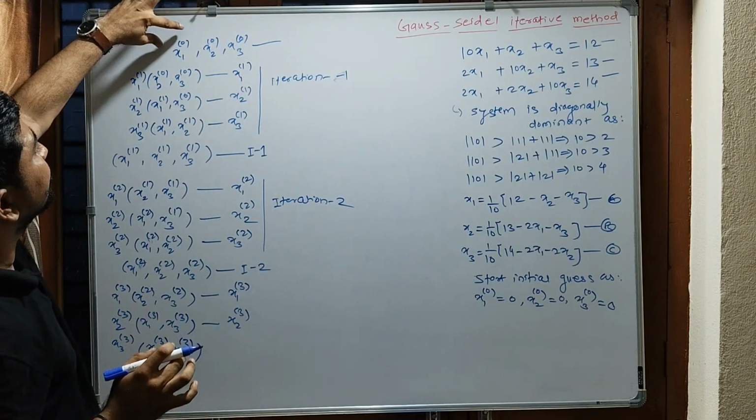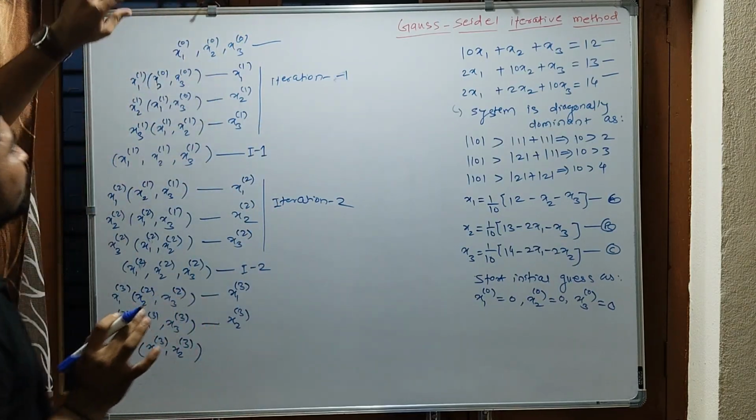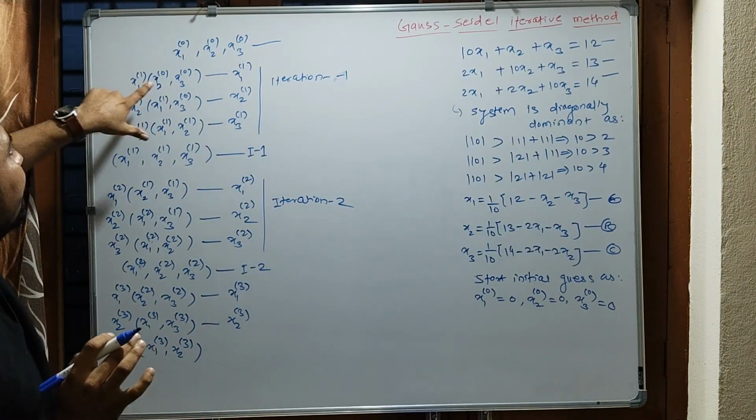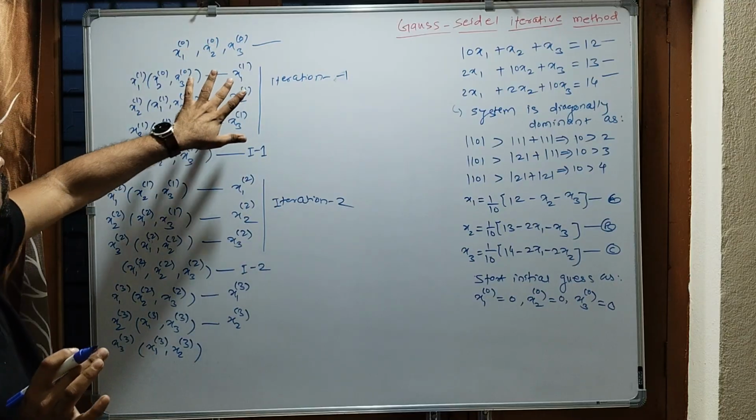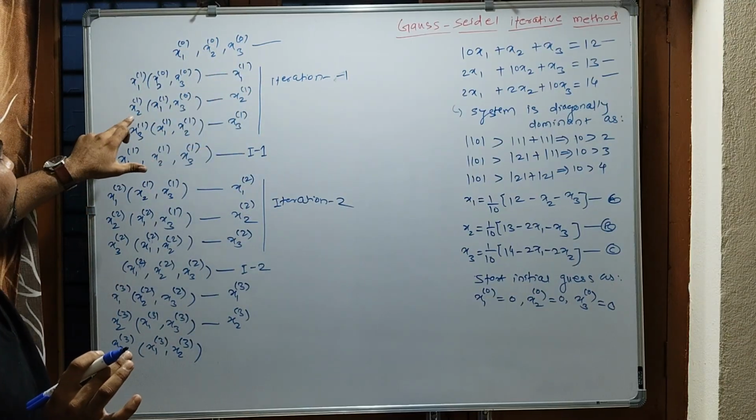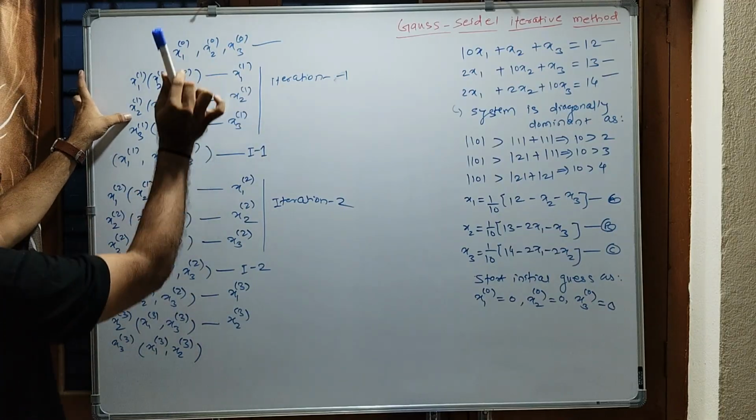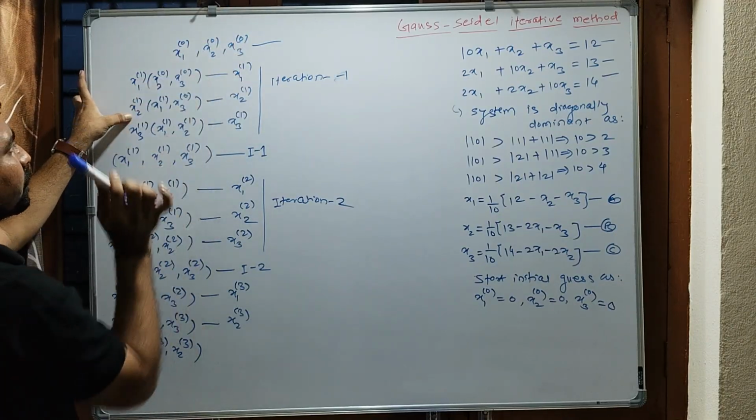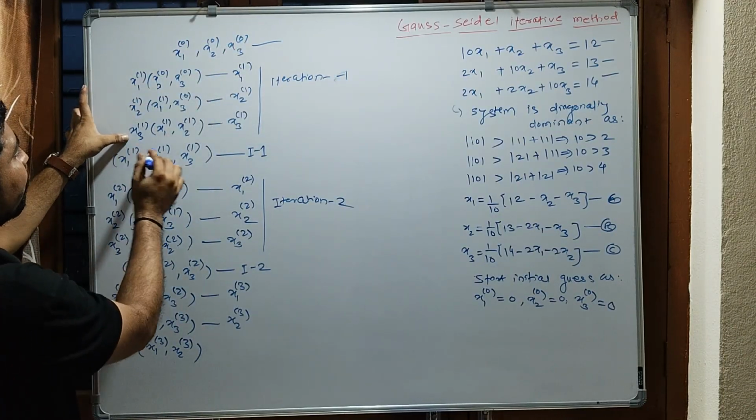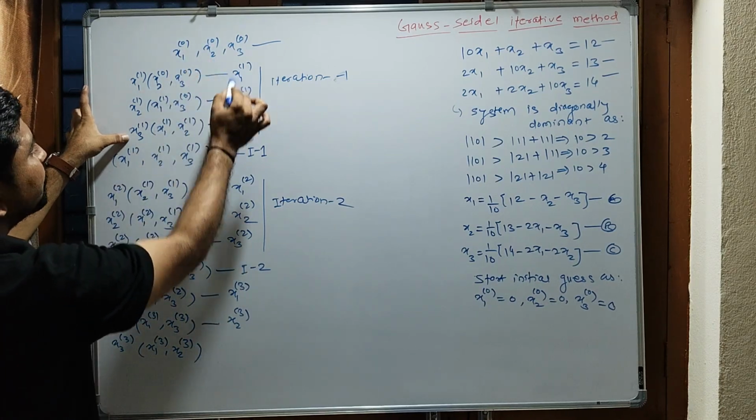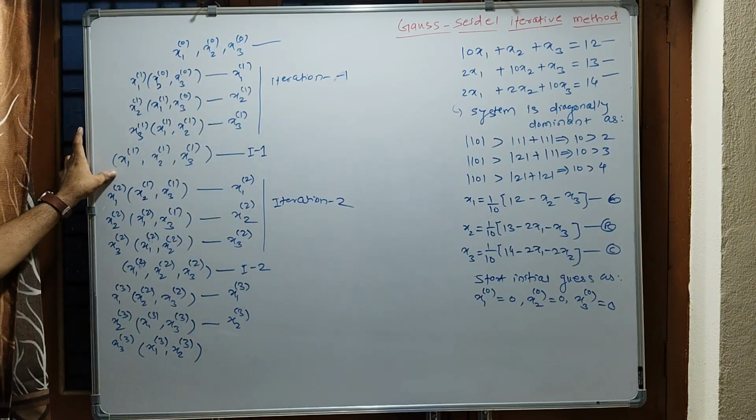So initially start with x1 at 0, x2 at 0, x3 at 0. While finding x1 at 1, here I am using x2 at 0 and x3 at 0. So with this I am getting x1 at 1. While finding x2 at 1, I am using x1 at 1 and x3 at 0. While finding x3 at 1, I am using x1 at 1 and x2 at 1. So in the same way, this is my first iteration.